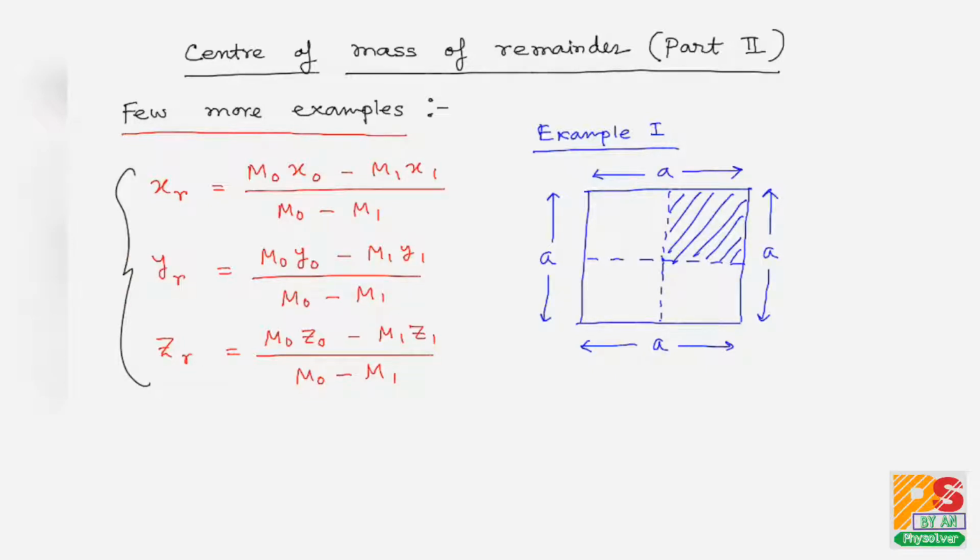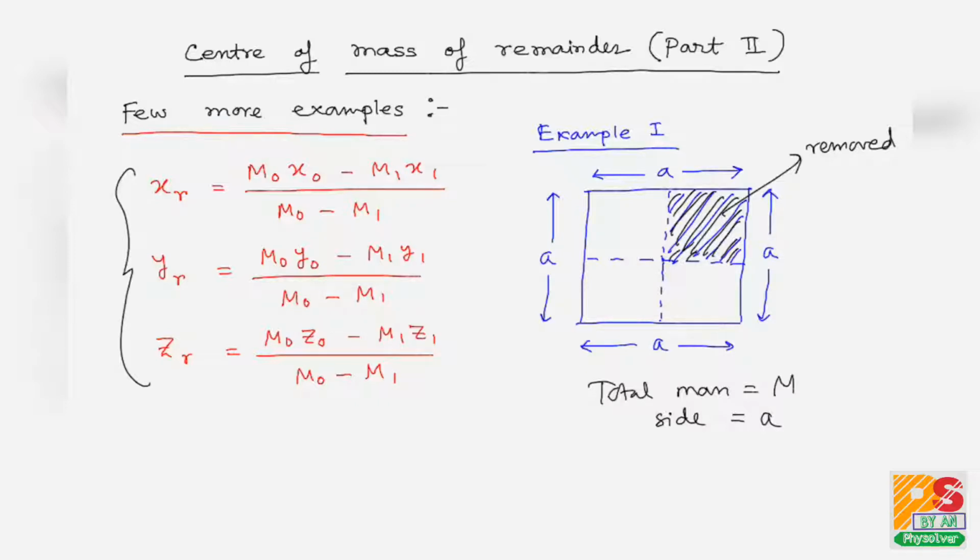This is example 1. Suppose this is a square lamina of total mass capital M and side A, and from this square lamina this shaded portion is removed. This part is removed, and we have to find the center of mass of the remainder.